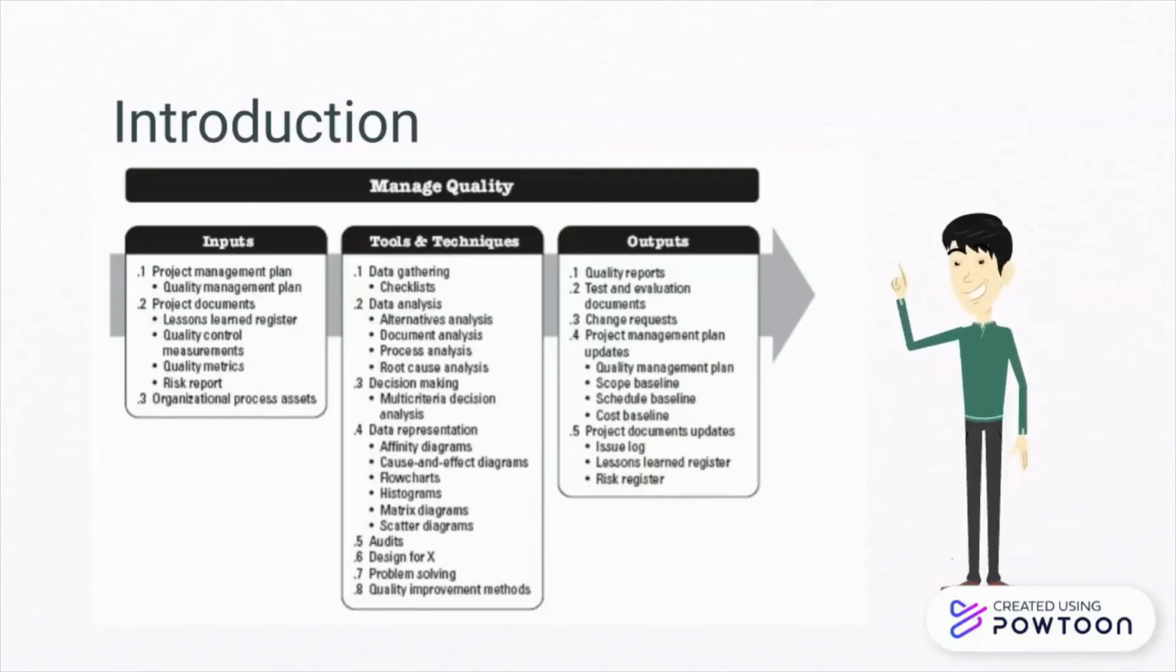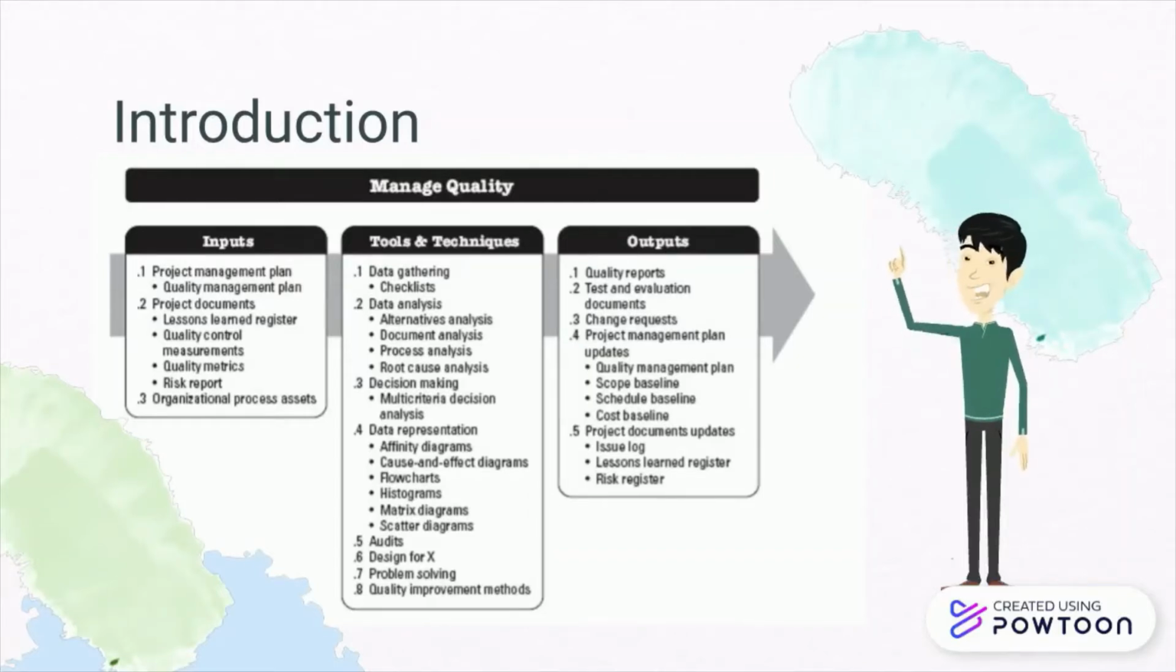The project management plan and documents will serve as an input for this phase. This phase focuses on how the project will be executed, controlled, and monitored with tools and techniques such as data gathering, analysis, decision-making, representations, audit, and UI design. This phase will result in quality reports, evaluation and test documents, and changes to the management plan.